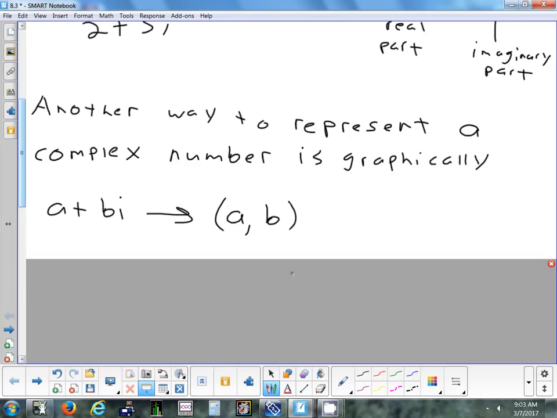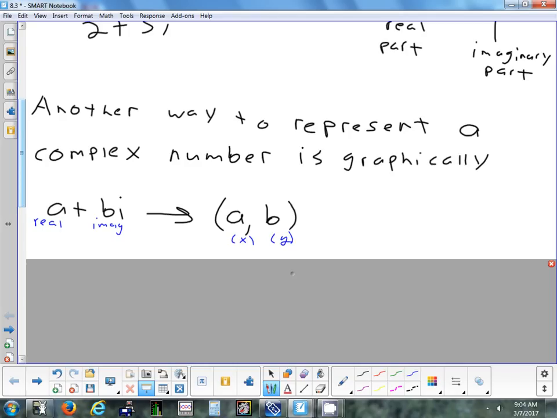Somebody remind me again, what's a? What does a represent in this complex number? That's the real part. And what about b? That's the imaginary. Now, when you write something as a coordinate, the first letter, we don't normally use a. When you first learn about it, what's the letter that you use? Yeah, so this is like x, and b is like y.